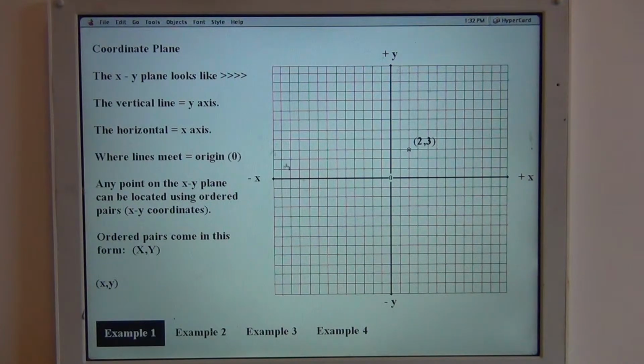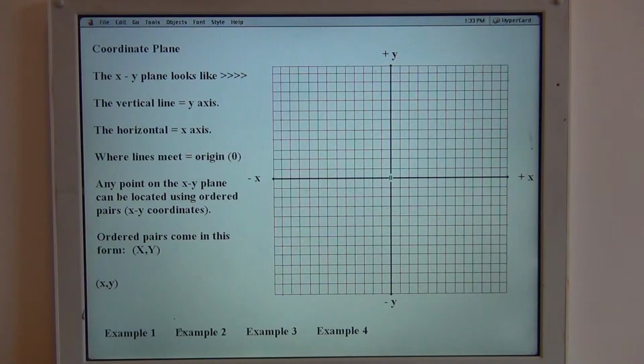Suppose this is the world, just make believe, and here's a particular point in the world, and we want to find it. If we know the ordered pair is (2, 3), then x is 2 and y is 3, and both are positive. We start at the origin and move in a positive direction along the x, 1, 2, and then in a positive direction along the y, going up, 1, 2, 3. We've found that spot in the world, in the universe, doesn't matter.